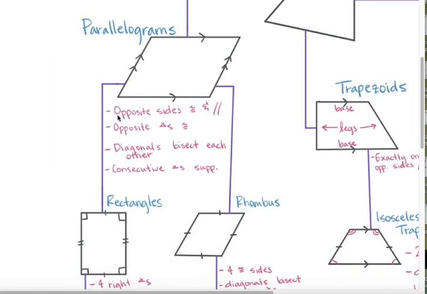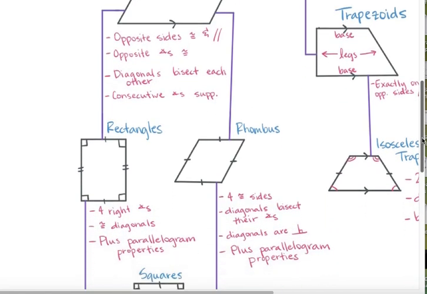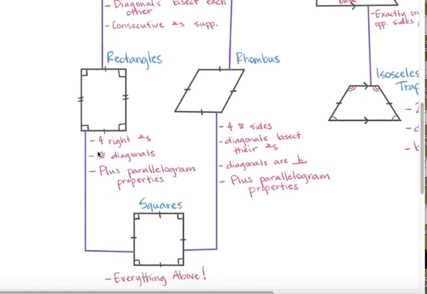Parallelograms, which we looked at yesterday, have opposite sides congruent and parallel, opposite angles are congruent, the diagonals bisect each other, and the consecutive angles are supplementary. The special parallelograms, which are below the parallelograms on this family tree, also will still have those properties. So a rectangle has all of these properties going for it, and so does a rhombus. So keep in mind that everything from above will also apply to them.